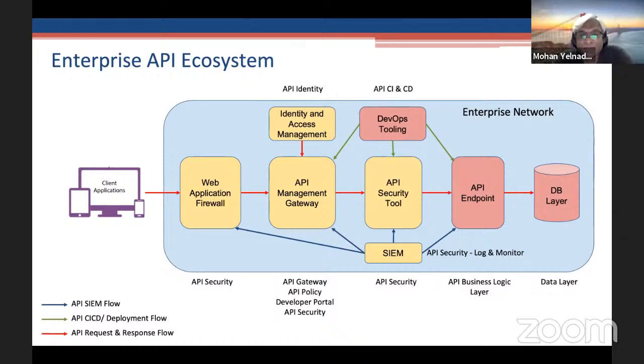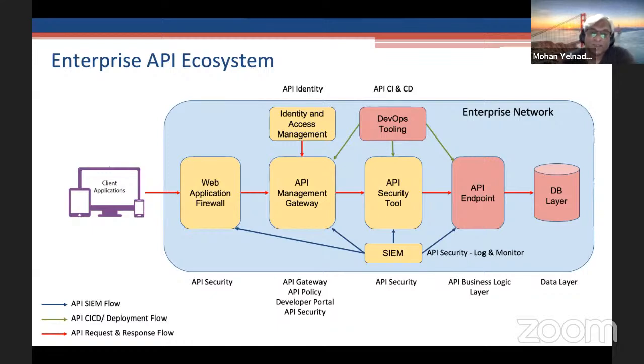And then we have DevOps tooling, which basically integrates at three different levels. It integrates at the API management level to ensure that the API management gateway has knowledge about which new APIs have been deployed, and what existing APIs have been enhanced with a newer version, right? And then the DevOps tooling has to interact with the API security tool to understand whether the API is mature enough to be deployed, right?